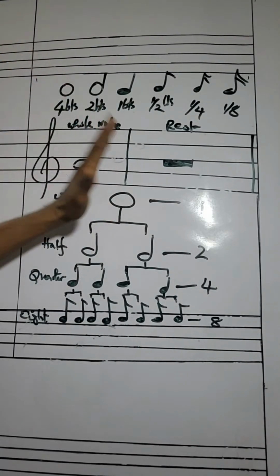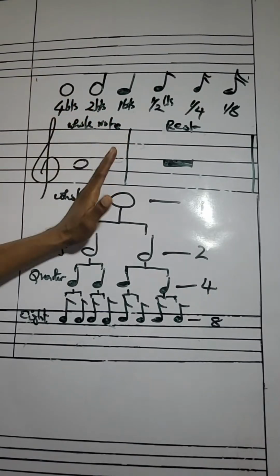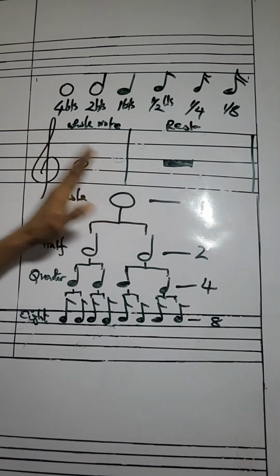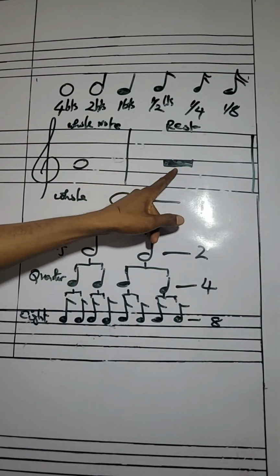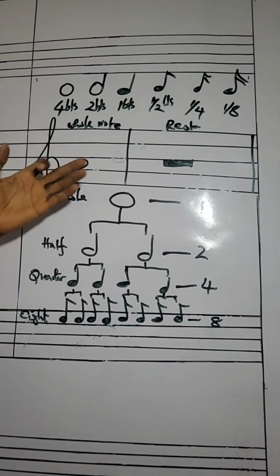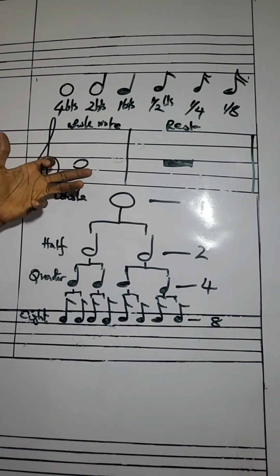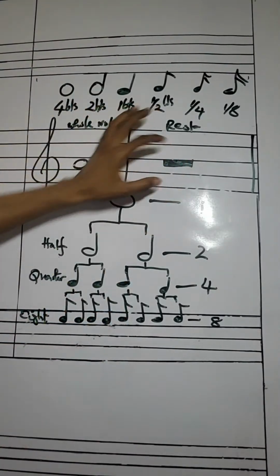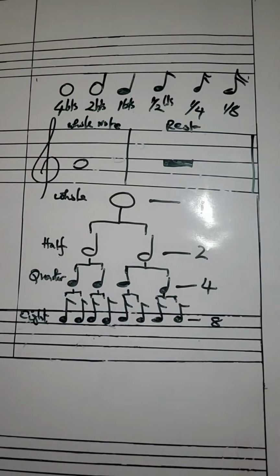That means I'll count 1, 2, 3, 4. When you see a rest sign like this, it means I am going to keep silence for the same 4 counts. That is, if I play the note that has a 4 count value, I'm also going to rest for 4 counts. So the rest sign indicates when to keep silence in a piece of music.